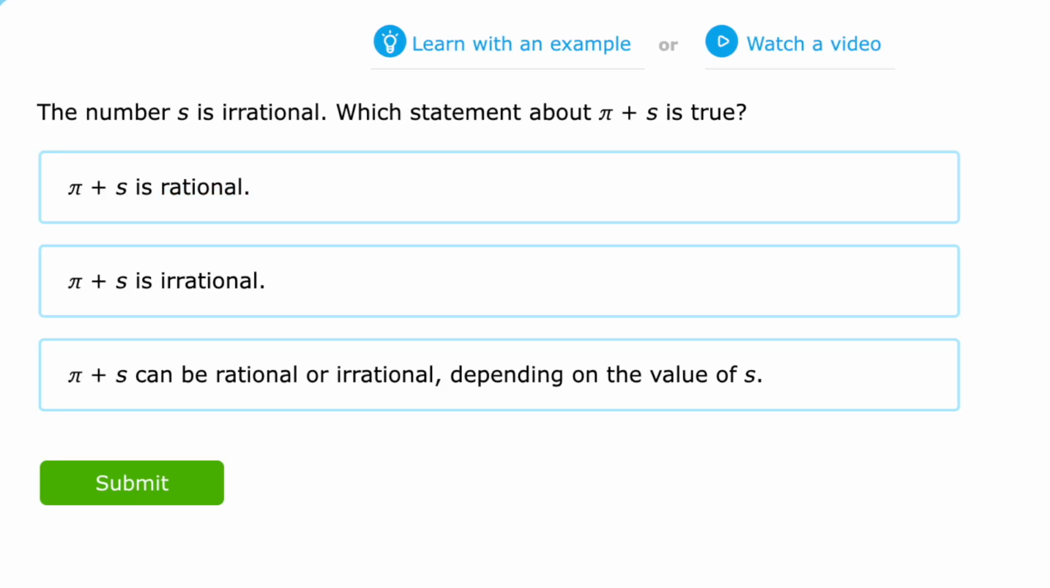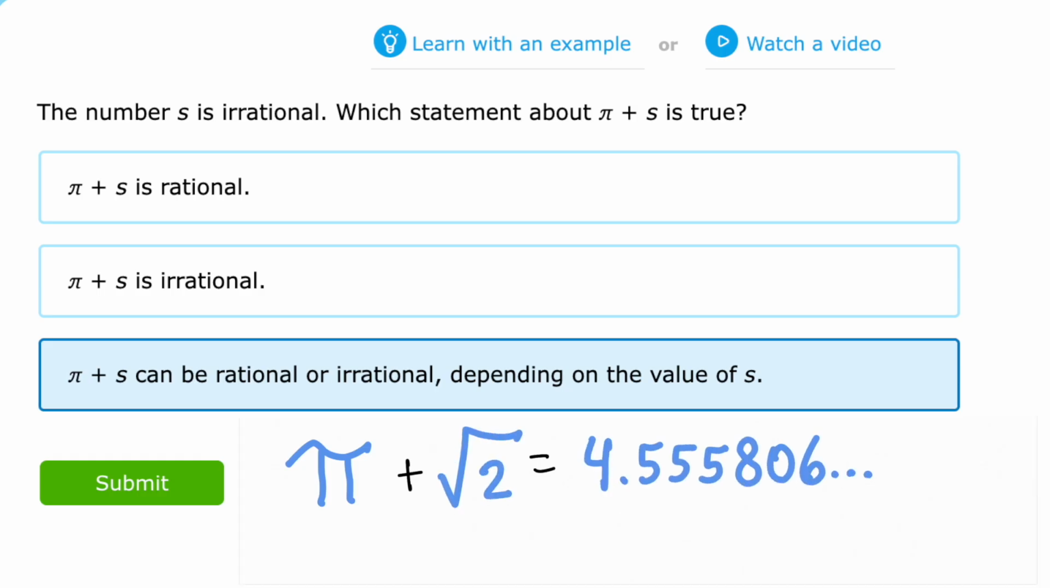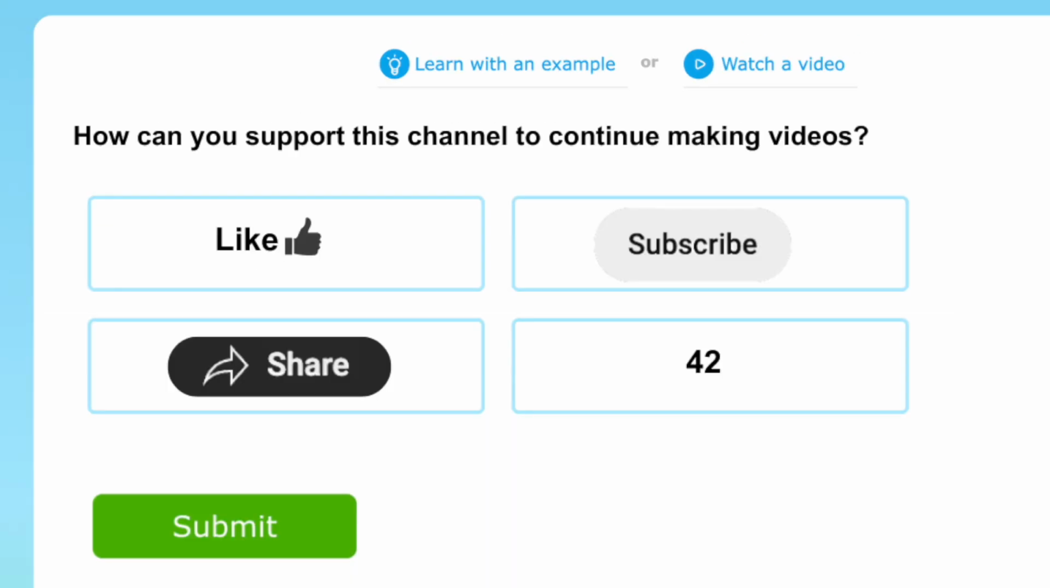Next, the number s is irrational. Which statement about pi plus s is true? Well, since pi is irrational and s is irrational, our answer could be rational or irrational depending on the value of s. The reason for this is that s could be an irrational number like the square root of 2, and if that were the case, our answer would be irrational. However, s could also be negative pi, in which case pi plus negative pi is 0, and 0 is a rational number.